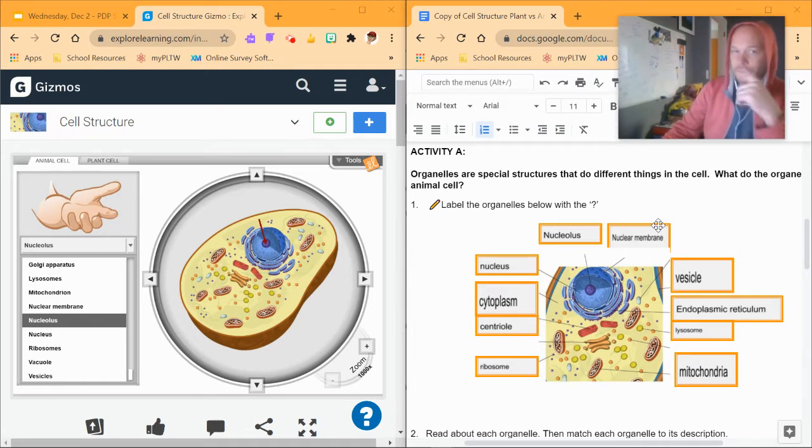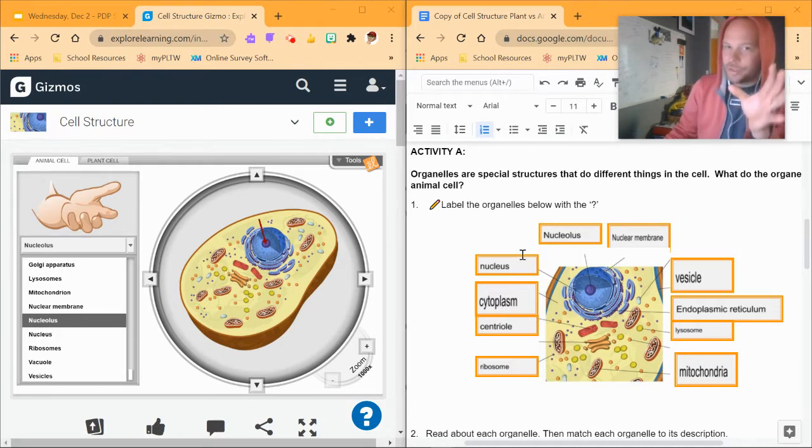I'm working over here, I think. Not sure on this screen recording, but I was just meeting with some students on getting this cell structure, plant versus animal activity done and learning about the organelles and what they do. And so just a couple of tips.